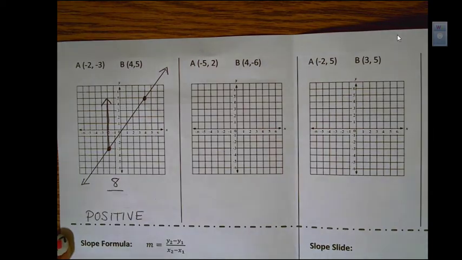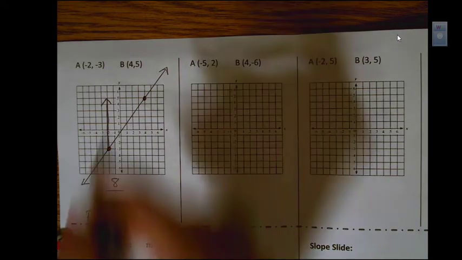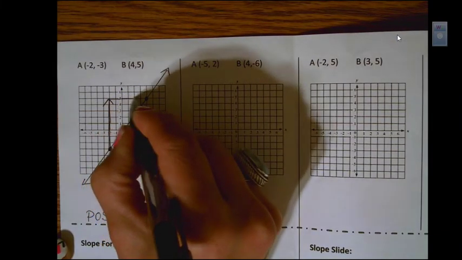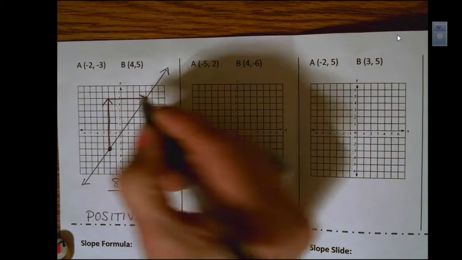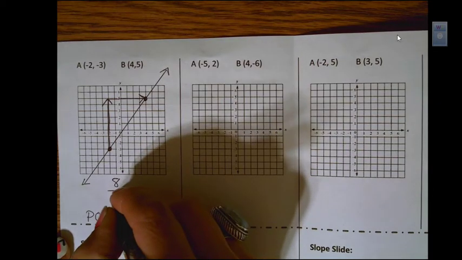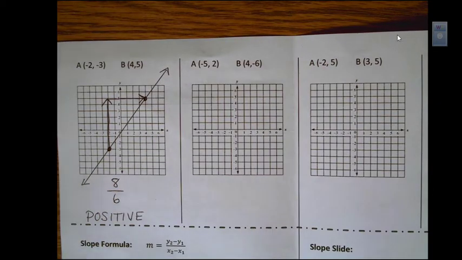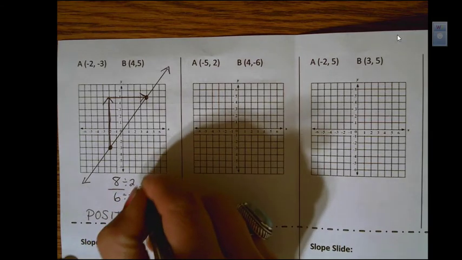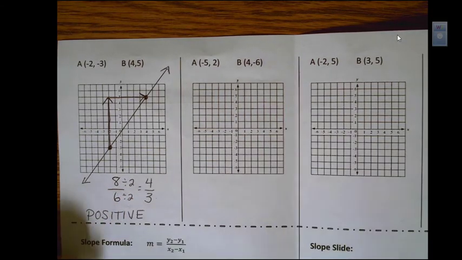So I'm going to put that, that's my top value for my fraction. And then I'm going to see how many I have to go to the right. 1, 2, 3, 4, 5, 6. So rise 8, run 6. Now I can simplify that. I'm going to divide both of those by 2. They're both even. And I get that the slope is 4/3.